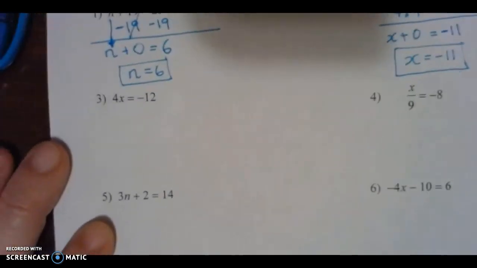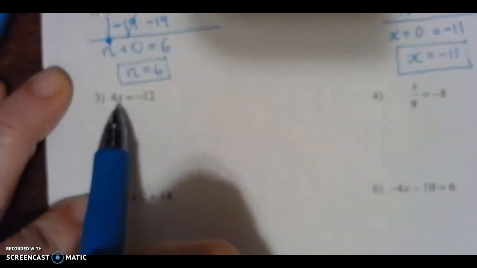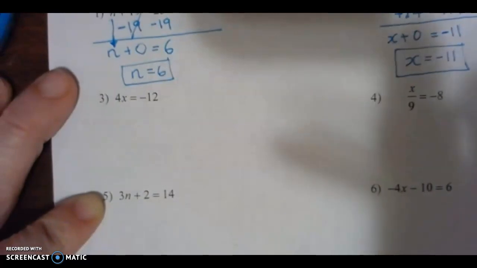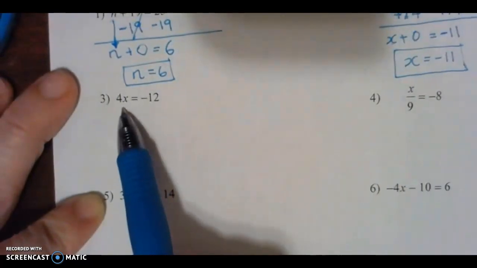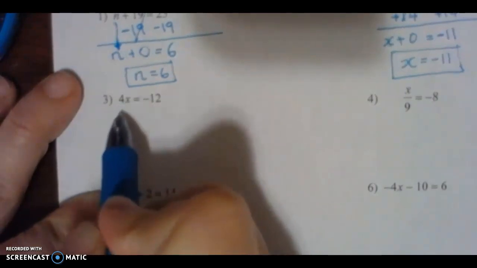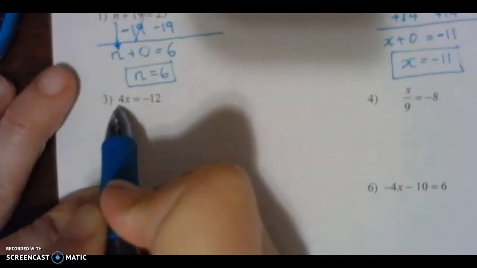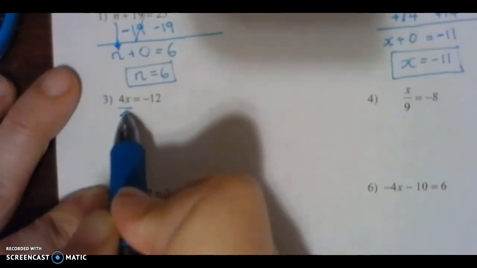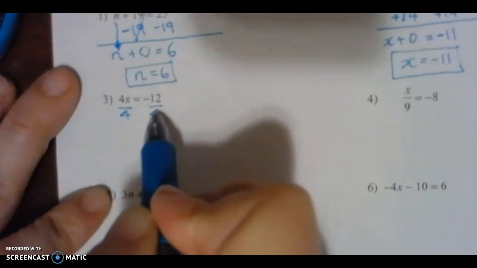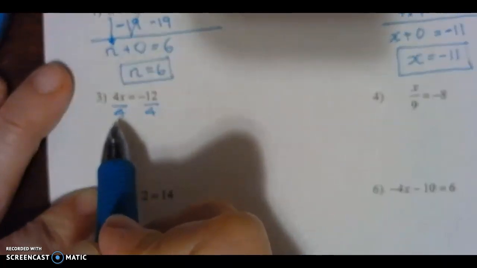All right, so then let's look at the next problem. What is happening to x here? x is being multiplied by 4. So how can we undo multiply by 4? You are going to divide both sides by 4. And I am going to represent divide by 4 with this fraction line, because a fraction line basically means division.